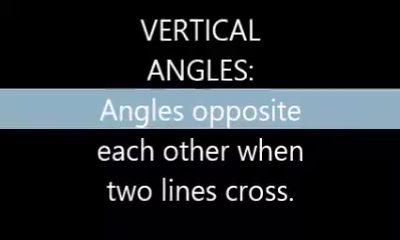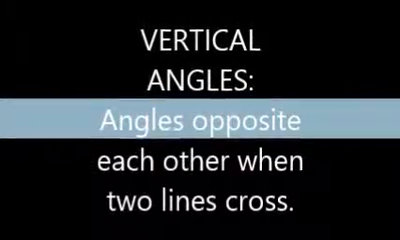This scissor is an example of a vertical angle. Vertical angles, angles opposite each other when two lines intersect.